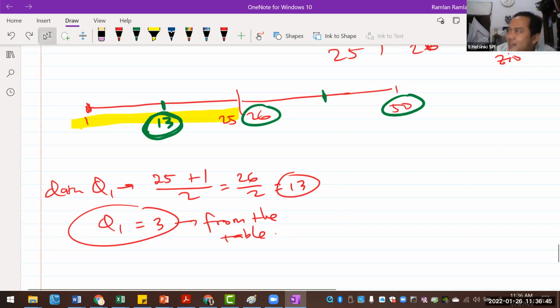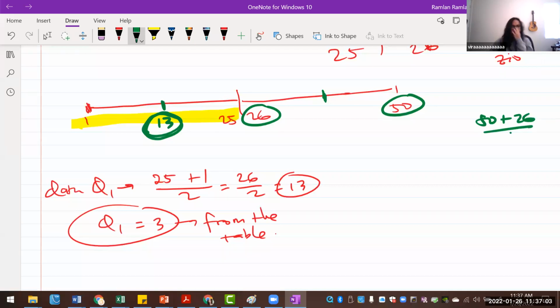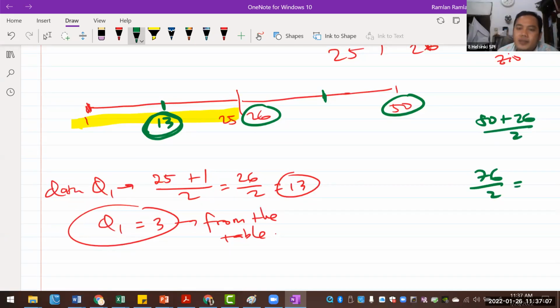Hold on. Okay, you can use the calculator. Remember, guys, I told you time and time again. Get your calculator ready. Berapa? 38. Okay, 38. So 50 plus 26, if you divide by 2, you get 76. 76 divided by 2 is equal to 38. Benar nggak? Benar. Ya, okay.